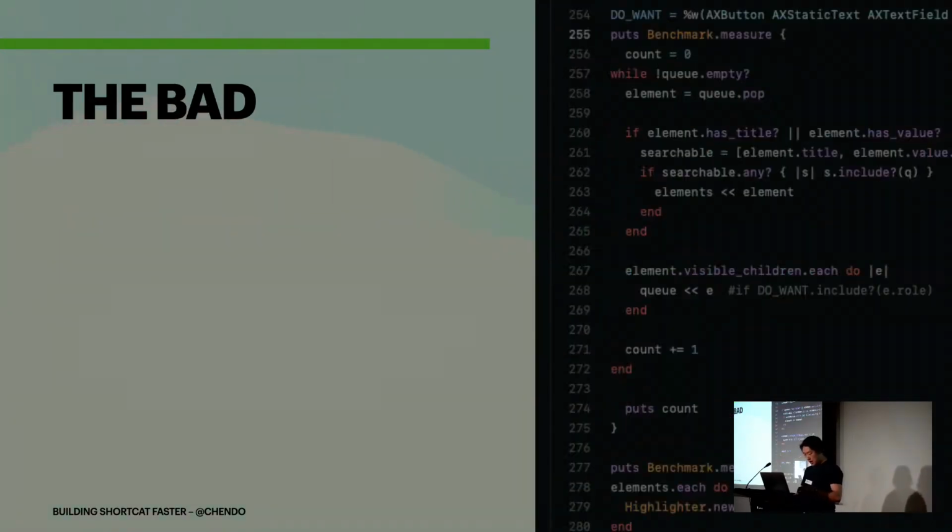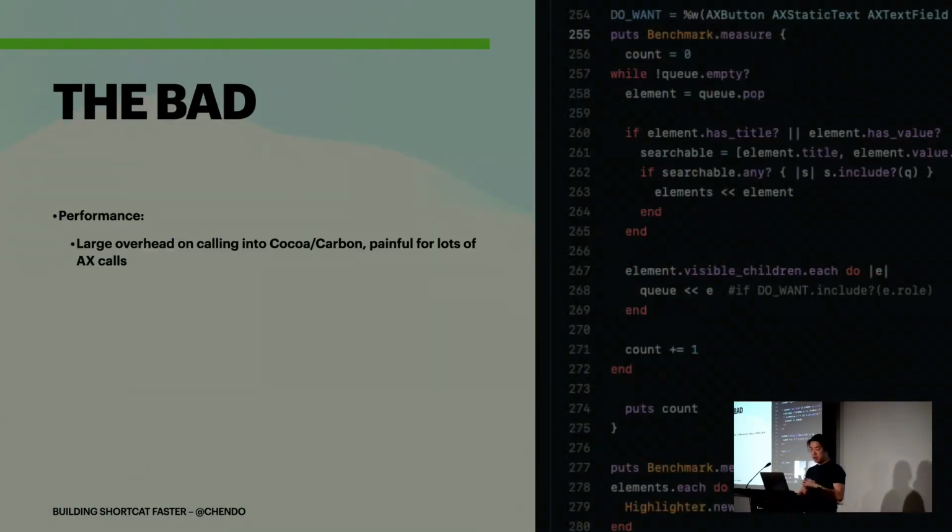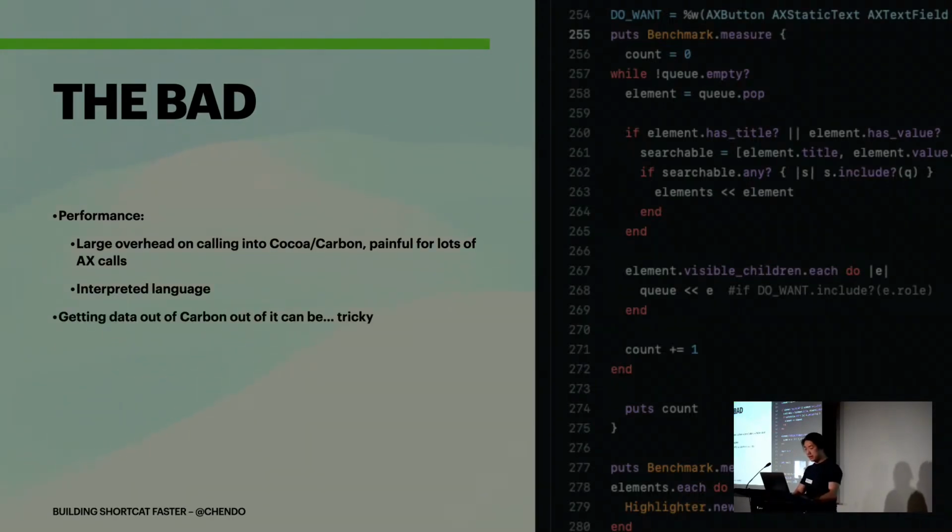However, performance was a big issue, as there was a large overhead on calling into Cocoa and Carbon APIs, which is painful when you have to make a lot of accessibility API calls. It was also still interpreted. Obviously, interpreted will always be slower than compiled native. Getting data out of Carbon would be tricky at times, and ultimately building the interface felt really janky. But the main issue was longevity concerns, and I was right, as MacRuby died in 2011.